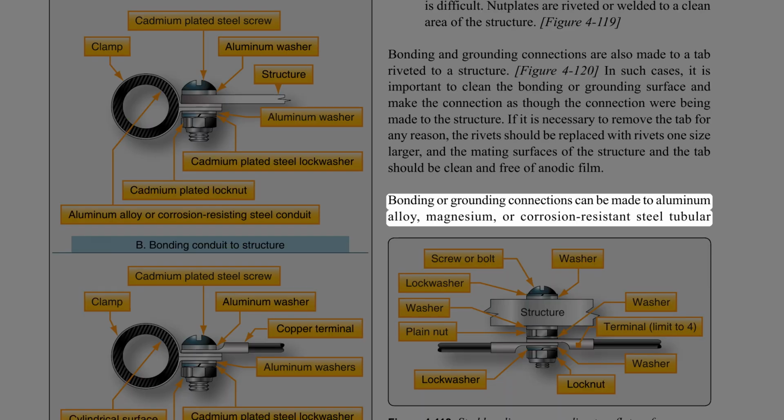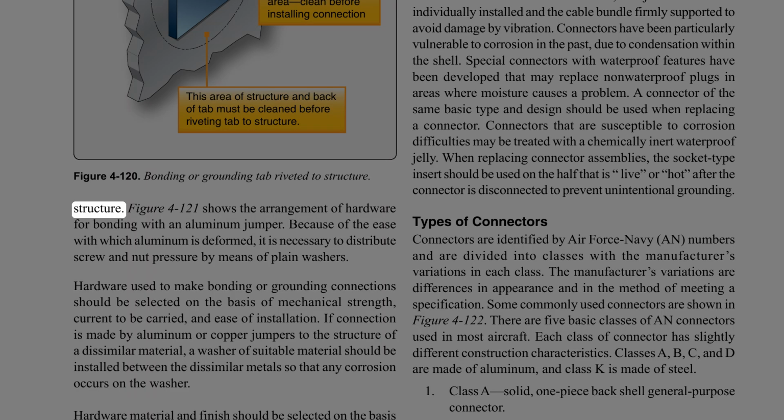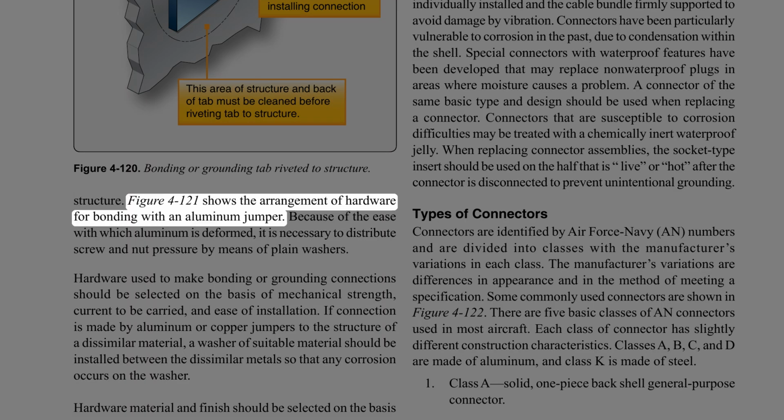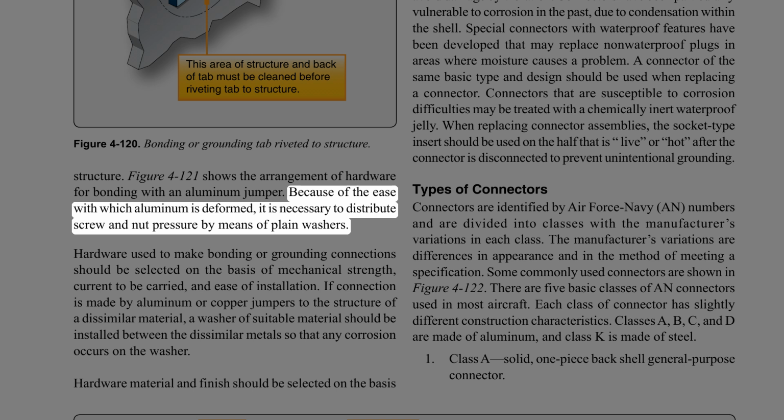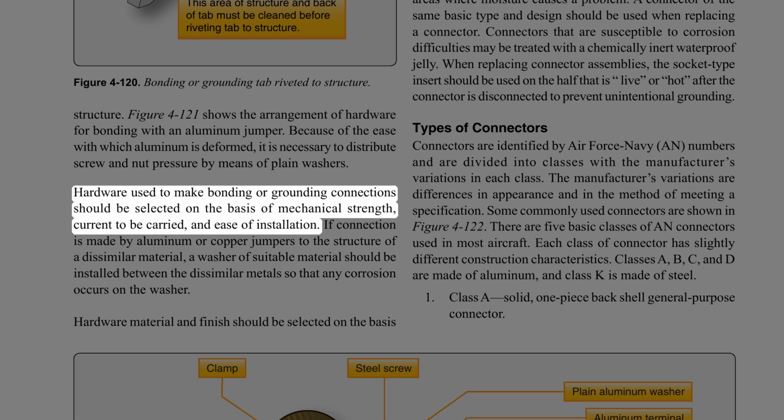Bonding or grounding connections can be made to aluminum alloy, magnesium, or corrosion-resistant steel tubular structure. Figure 4-121 shows the arrangement of hardware for bonding with an aluminum jumper. Because of the ease with which aluminum is deformed, it is necessary to distribute screw and nut pressure by means of plane washers. Hardware used to make bonding or grounding connections should be selected on the basis of mechanical strength, current to be carried, and ease of installation.